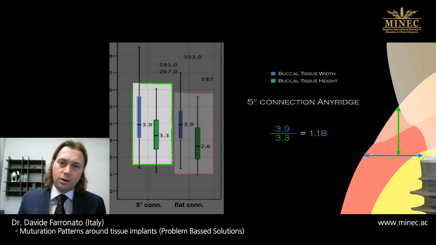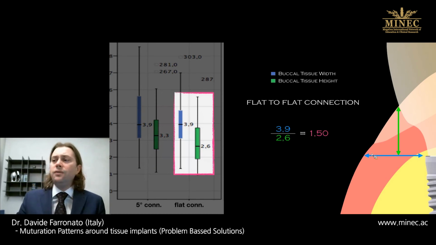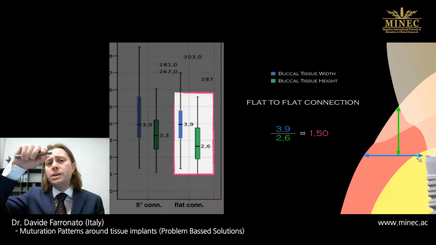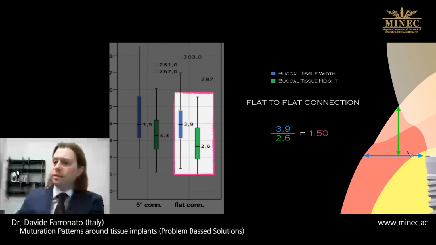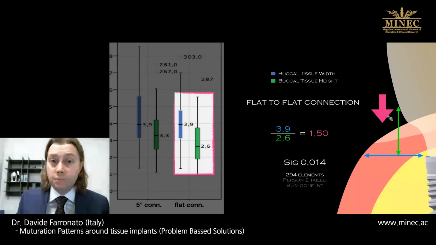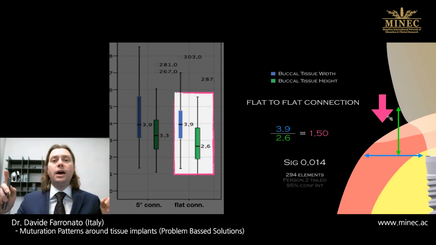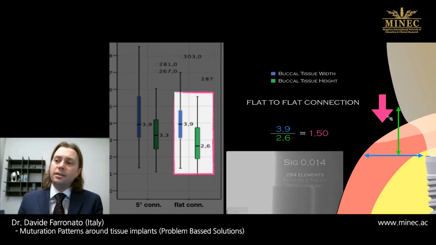But if you change the connection and you go to a flat-to-flat connection, you can see that even if the width of the tissue is the same, the height of the tissue dramatically decreases. So what happens is that this tissue will retract and give a recession. So if you have a flat-to-flat connection, even if you have the correct width of the tissue and the correct size of the bone, the tissue will recede the same. And this is highly significant.